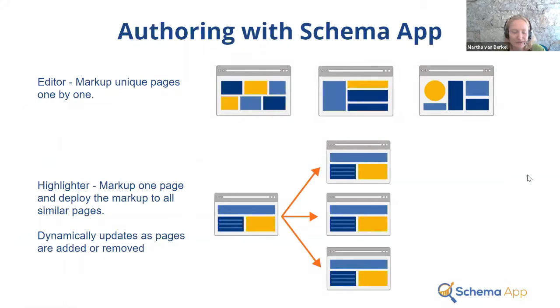Now, authoring's the next step. And I'd be remiss if I weren't to say that you can author with Schema App both on single pages. So if you manage a smaller site or just want to learn how to do schema markup on single pages, our editor allows you to do that. Or our highlighter, where you can mark up one page and deploy. So if you're doing a whole grouping of case studies and they follow that same kind of templated fashion, set it up once, set up your tag through a tag manager, and you're good to go.